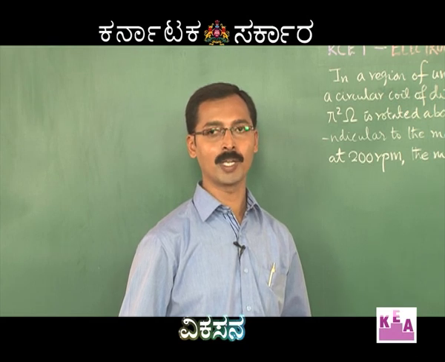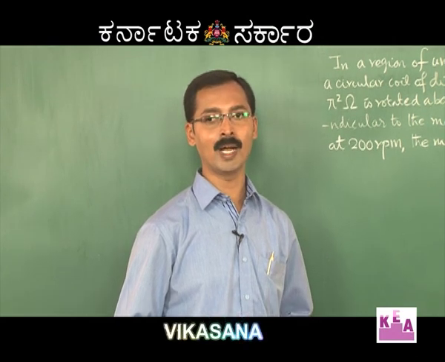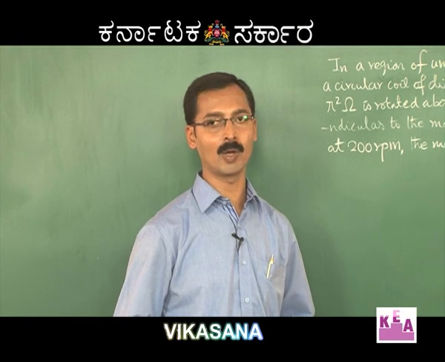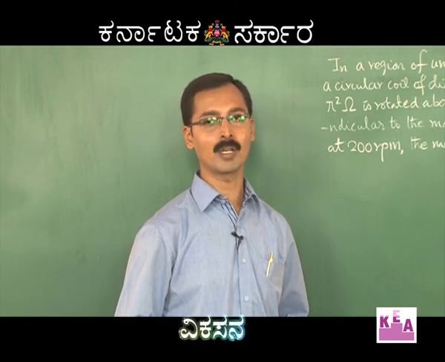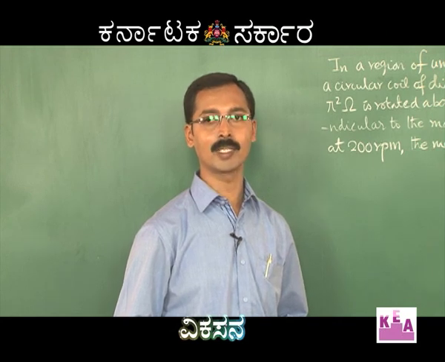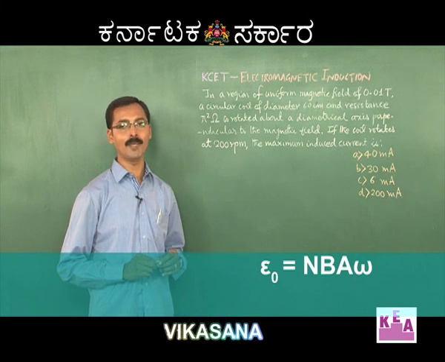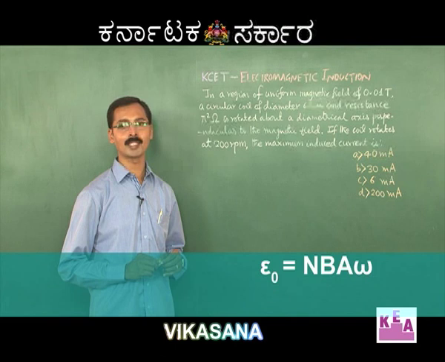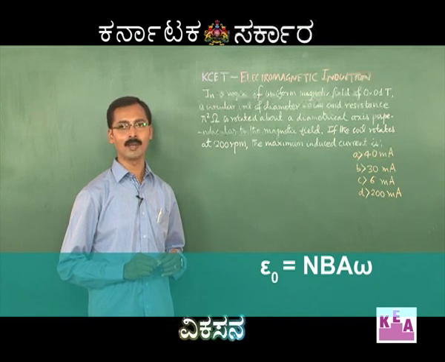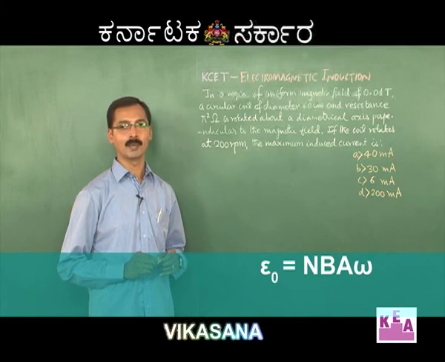The EMF induced in an AC generator is given by E = E naught sin 2 pi nu t, or E naught sin omega t. Nu is the frequency of rotation, t is the time. E naught is called the peak voltage and E is called the instantaneous voltage. Peak voltage E naught is given by NBA omega, where N is the number of turns, B is the magnetic field, A is the area and omega is the angular frequency of rotation. NBA omega is the peak voltage across the AC generator.